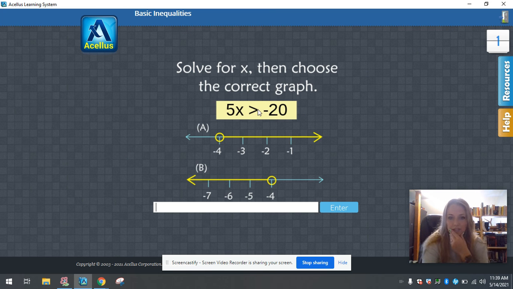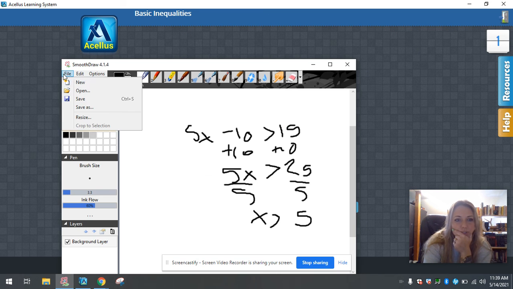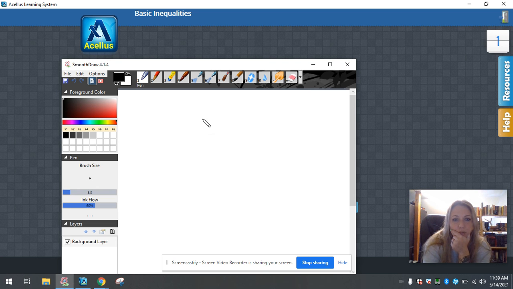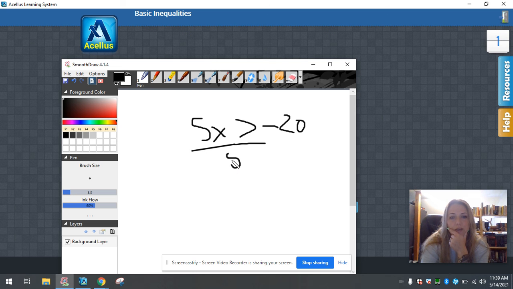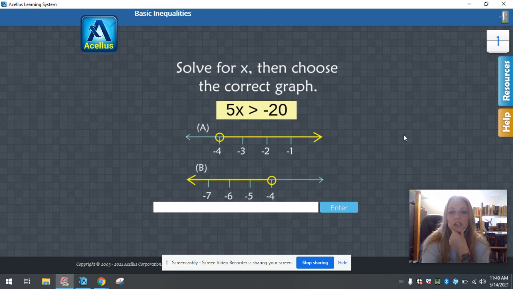5x is greater than negative 20. So 5x, simple, one step. Okay, we're just going to divide both sides by 5. We're dividing by a positive, so we're not going to mess with the sign. X is greater than negative 4. Negative 20 divided by 5 is negative 4. So A is our graph.